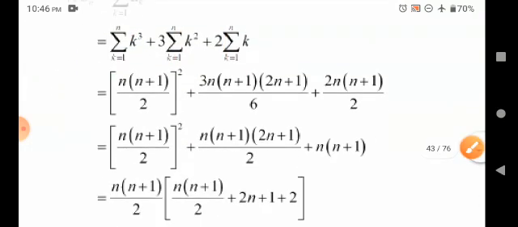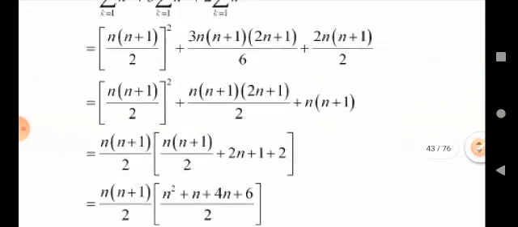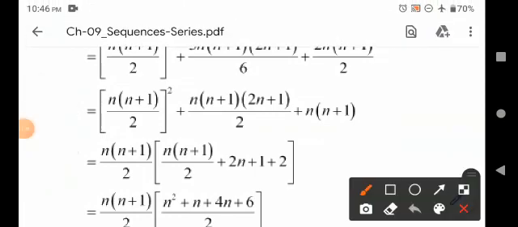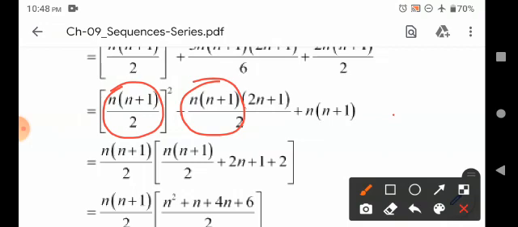Now my dear students, we are going to solve these fractions so that we get the sum to n terms of the given progression or the series. Now here we can write, we are going to take the common factor from all these three fractions. Here n into n plus 1 divided by 2, n into n plus 1 divided by 2, and from this we are going to take n into n plus 1 divided by 2 outside.